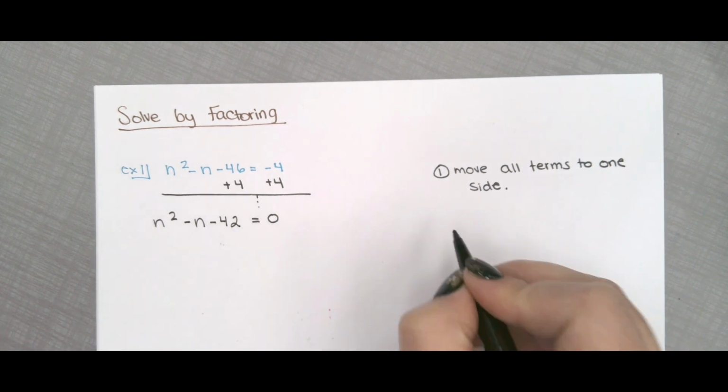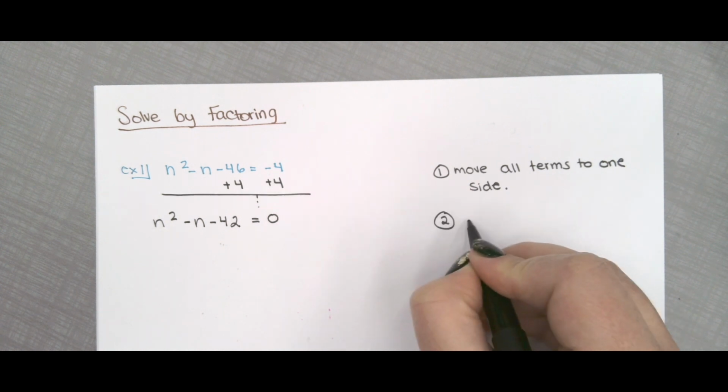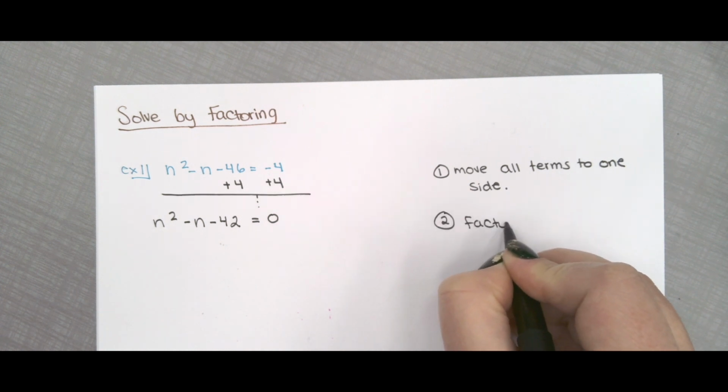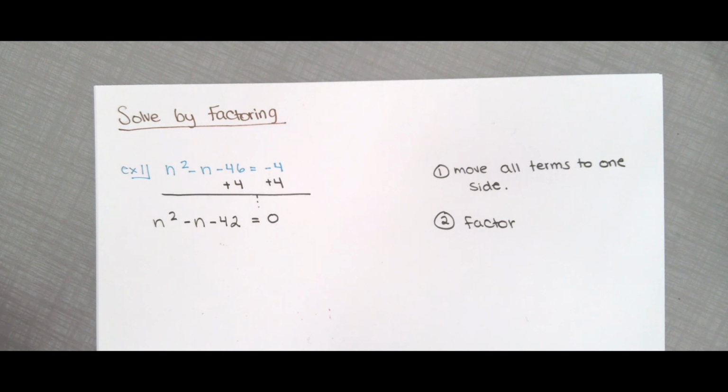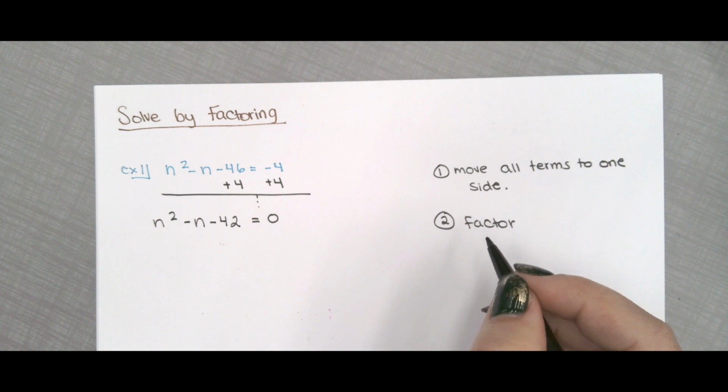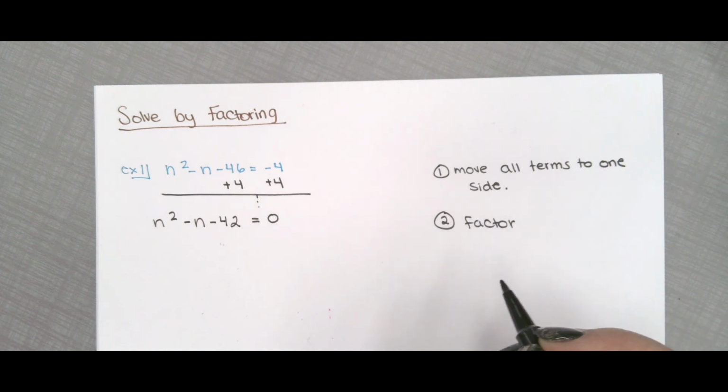Next step, step number 2, once everything is over, we're going to factor. Now be careful, there's 3 different types of factoring. Remember, there's factoring by pattern, there's factoring with a leading coefficient of 1, and there's factoring with a leading coefficient that's not 1. So it all depends on what you see. So go back to, I think it was chapter 2, when we first introduced factoring.